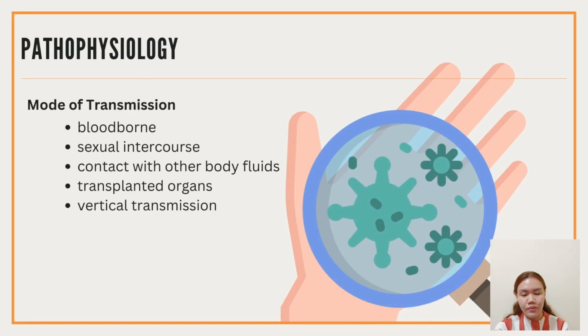CMV can be transmitted through several modes of transmission. One is through contact with infected blood. Second is through sexual intercourse with an infected individual.